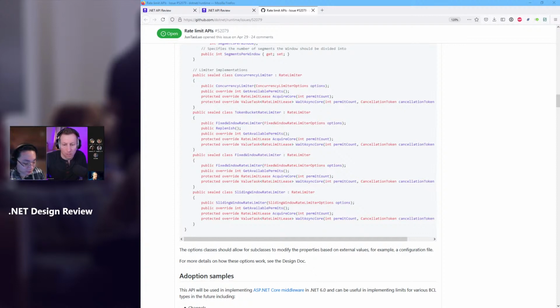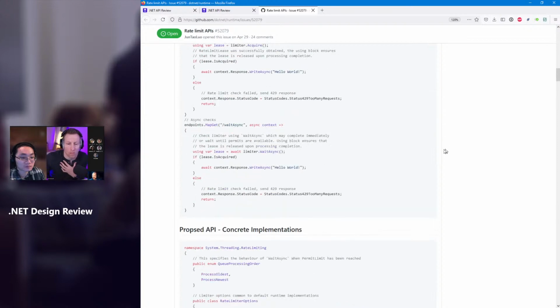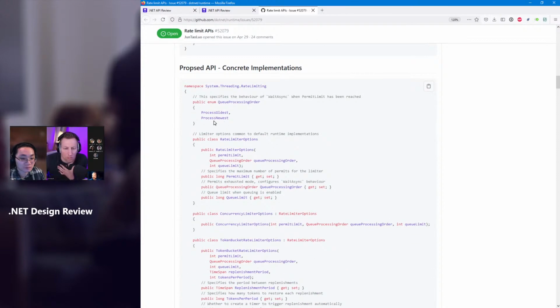But yeah, that is all of the public APIs for the implementations. All right, a thing that you said you weren't sure that you were happy with was, I think, the names of the things in queue processing order.